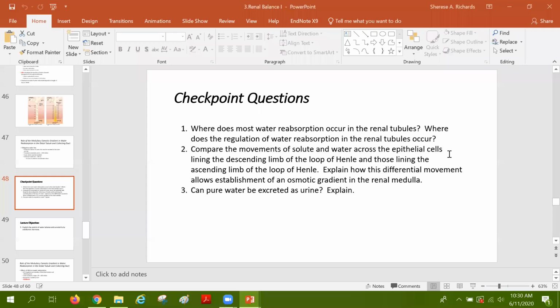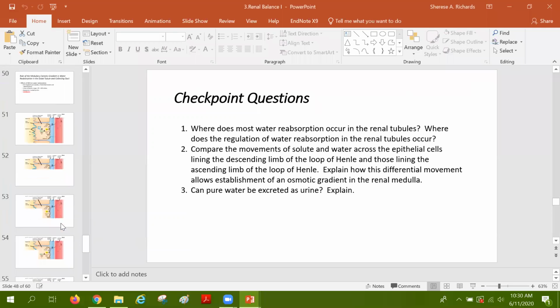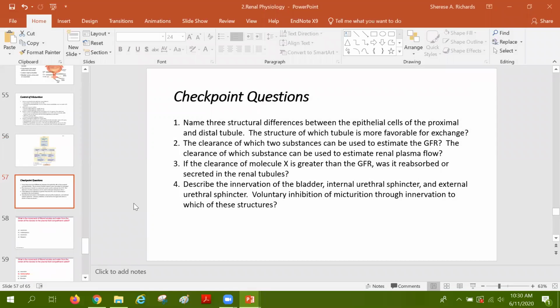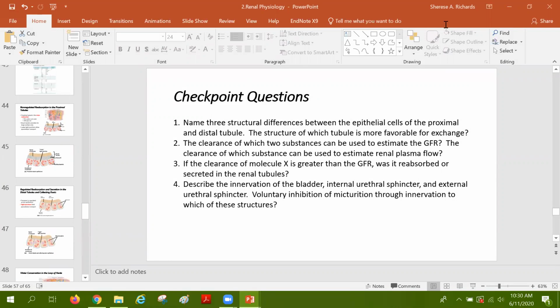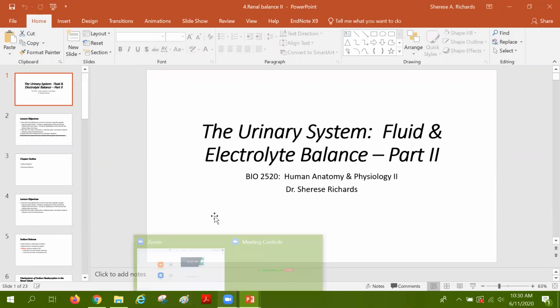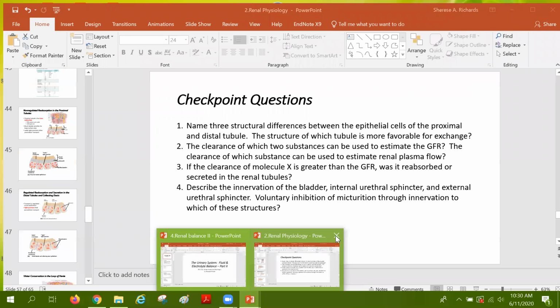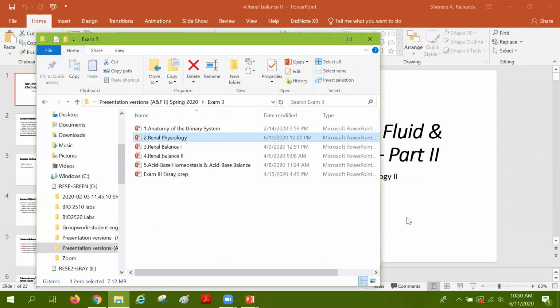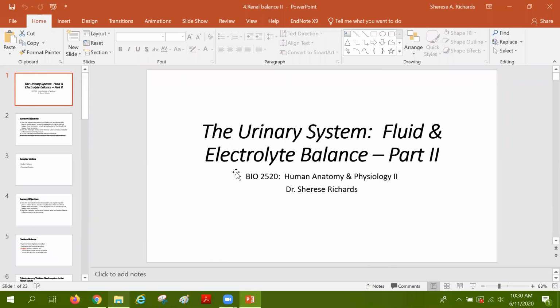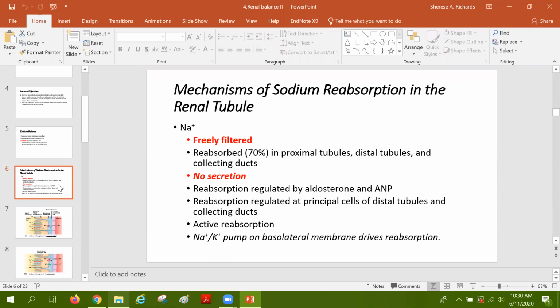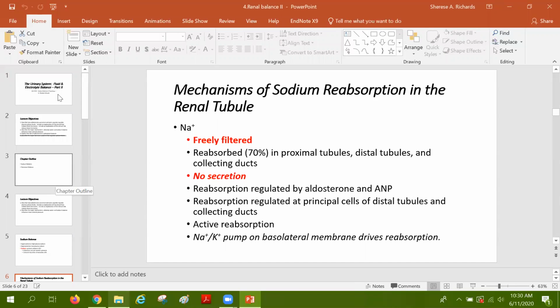Okay, so that's the end of our second packet. Let's move swiftly along. We're going to move on to renal balance part 3. Oops. What was that part 2? Yeah, that was part 2, sorry. So we're going to move on. That was part 1, excuse me. So we're going to move on to part 2.